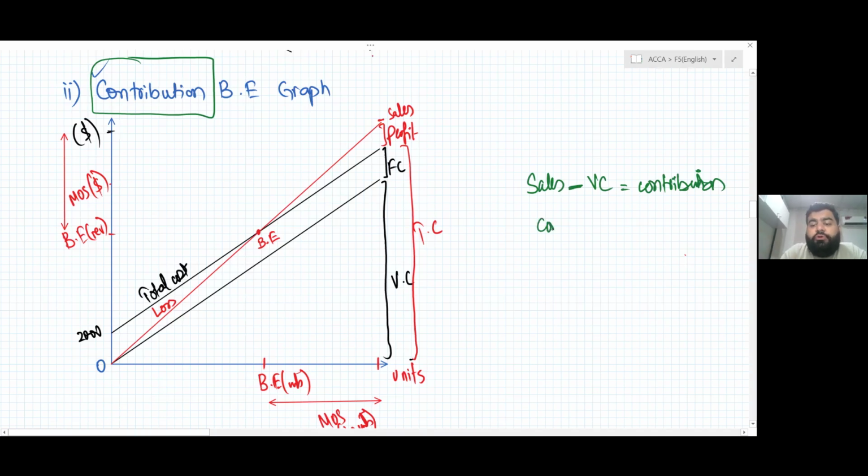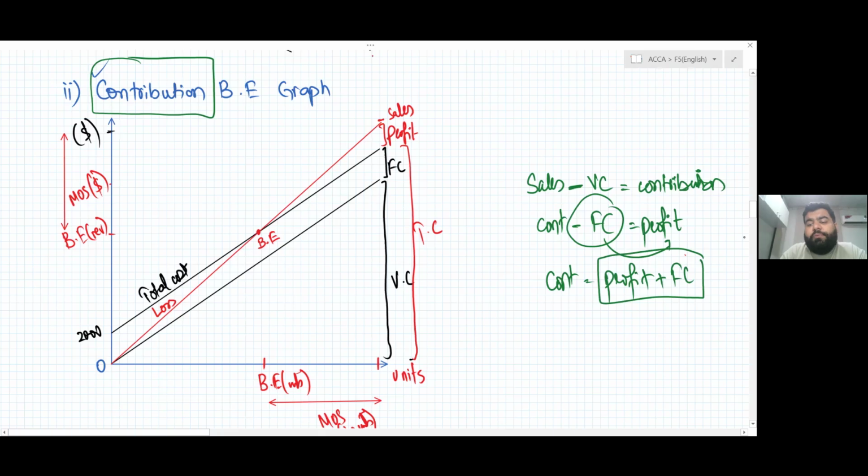You know that contribution minus fixed cost is profit. If you take this profit to the other side, the contribution formula will be profit plus fixed cost. So this is another formula for contribution, that is fixed cost plus profit. Sales minus variable cost is not the only formula of contribution. One more formula we have understood today is fixed cost plus profit.